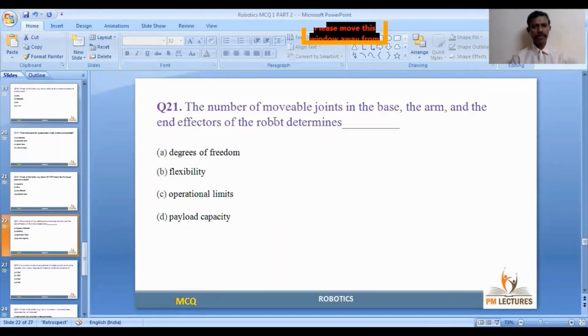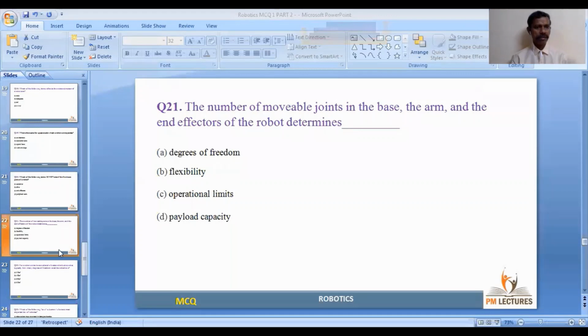Next question, 21. The number of movable joints in the base, the arm, and the end effectors of the robot determines dash. Option A, degrees of freedom. Option B, flexibility. Option C, operational limits. Option D, payload capacity. Among these four options, option A, degrees of freedom, is the correct answer. The number of movable joints in the base, the arm and the end effectors of the robot determines degrees of freedom. So option A is the correct answer.